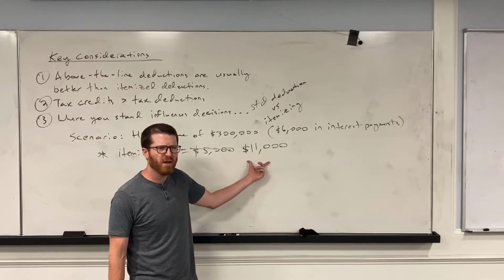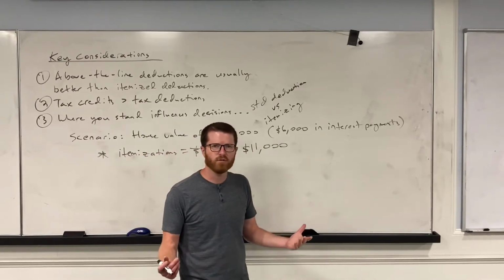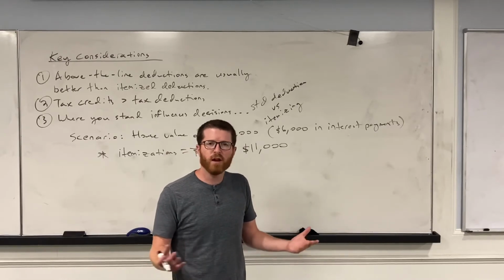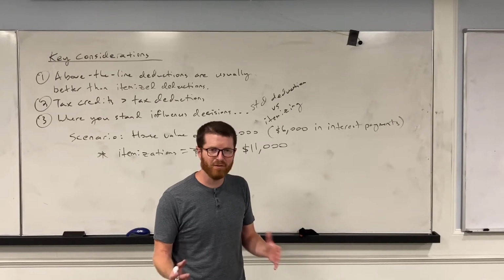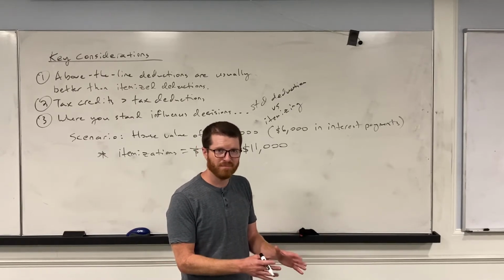People tend to think, you know, if you buy a house, you get an interest deduction. Or if you give to charity, you get a deduction on that. That's only true if you're itemizing, all right? Because these are below the line expenses.